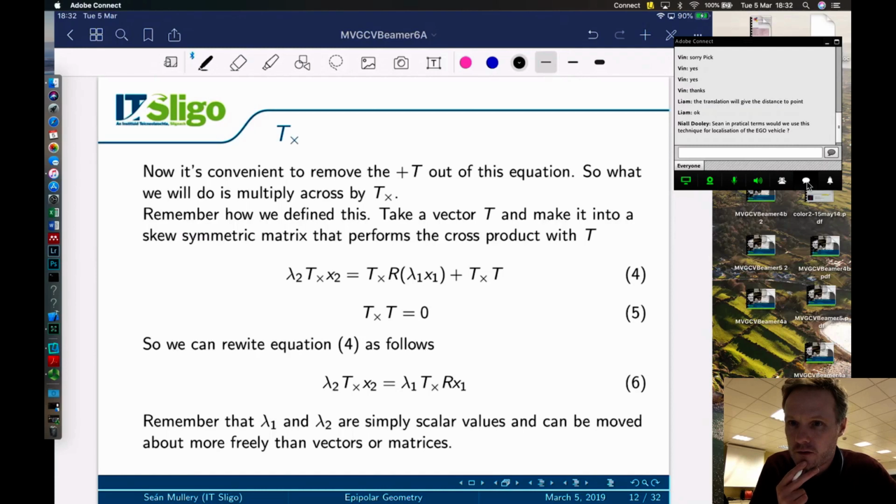In practical terms, would we use this technique for localization of the eco vehicle? So that's the question Niall is asking.